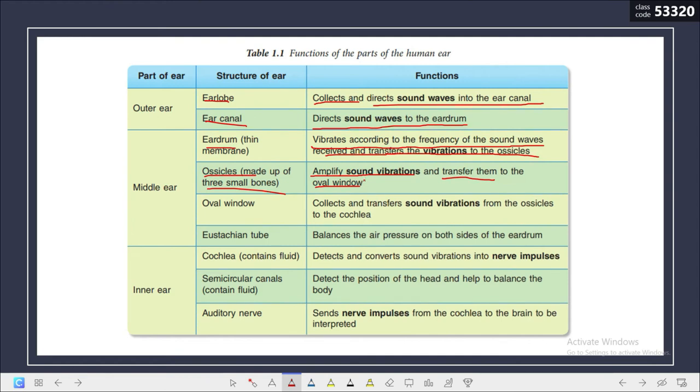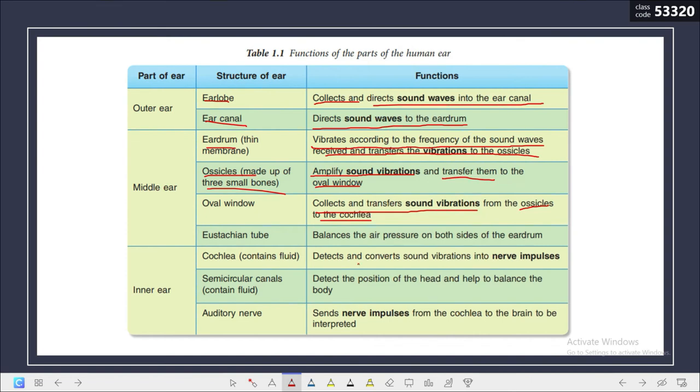After the ossicle amplifies the sound and transfers it to the oval window, what does the oval window do? It will collect and transfer the sound vibration from the ossicles to the cornea. So it only transfers, just like the earlobe and ear canal, which collect and transfer. But the ossicle amplifies the sound. The eardrum vibrates and sends the sound to the ossicle to be amplified. Then the oval window collects, receives and sends the sound vibrations to the cornea.